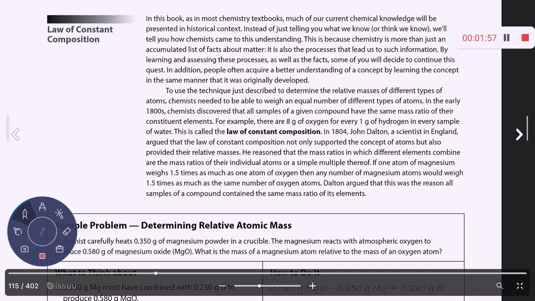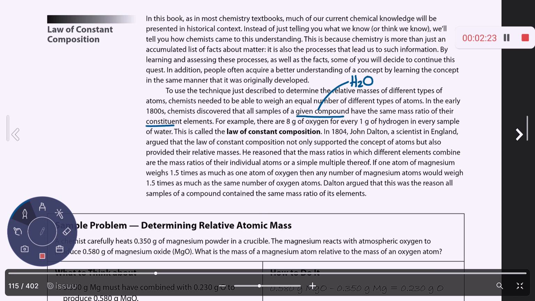All right, so to use this concept of relative mass, chemists need to be able to weigh equal numbers of different types of atoms. In the 1800s, chemists discovered that all samples of a certain compound, let's say the compound we're looking at is water, would have the same mass ratio of their constituent elements.